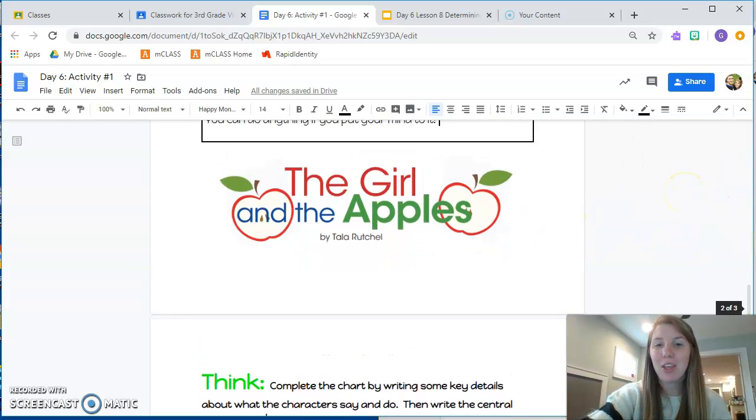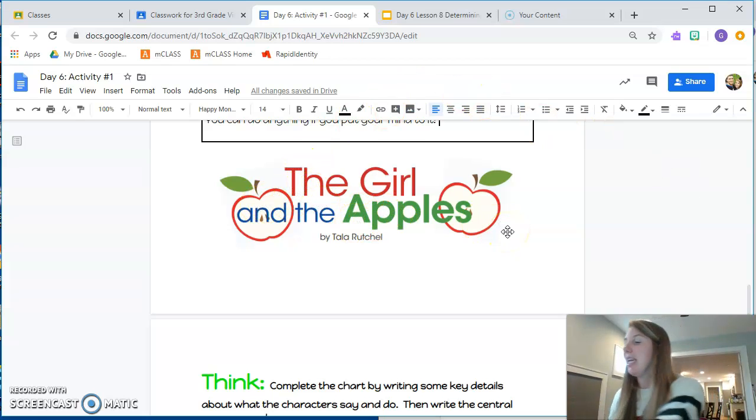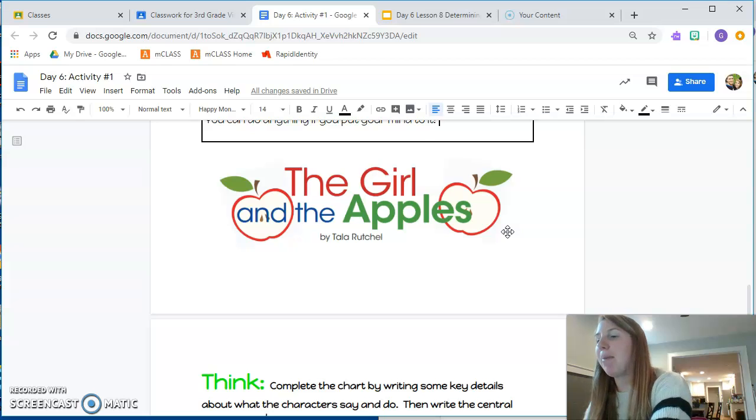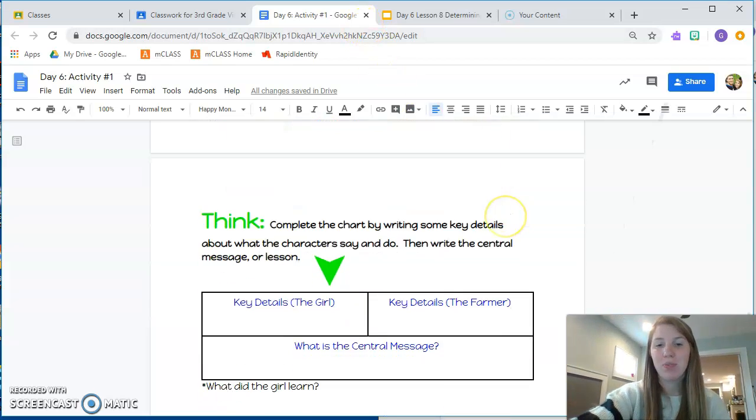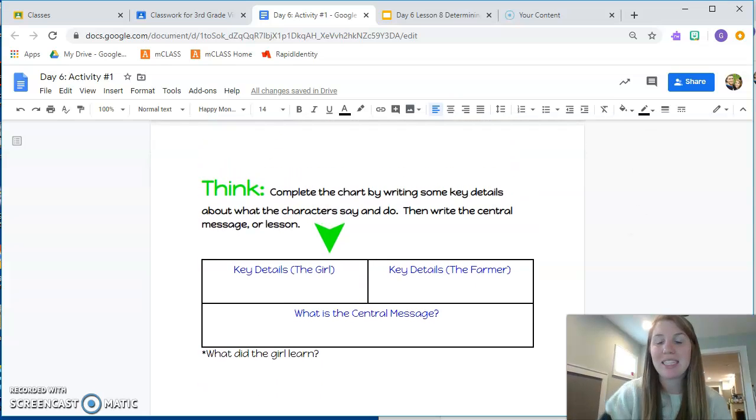Now we are going to look at the girl and the apples. In your book, that will be page 122. So you need to do the exact same thing here. You need to give me 2 details. This says the girl and the farmer. So what do they say and do?